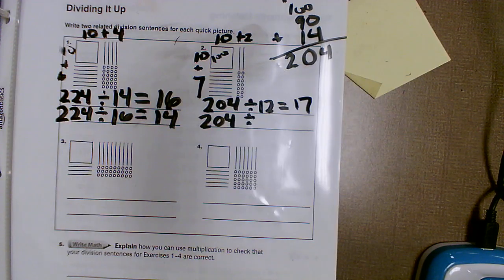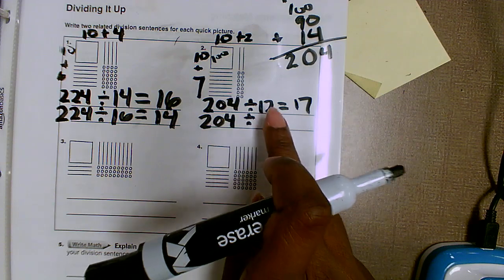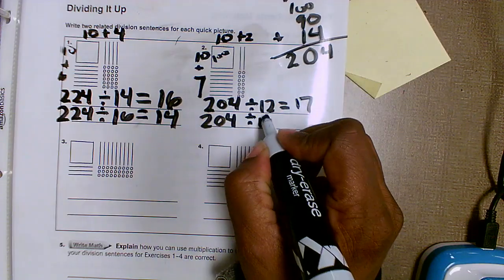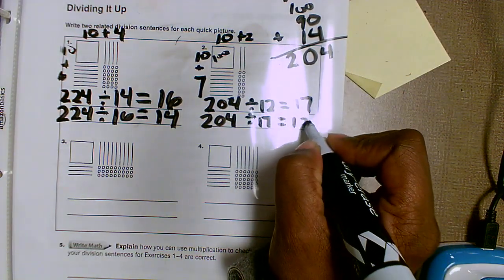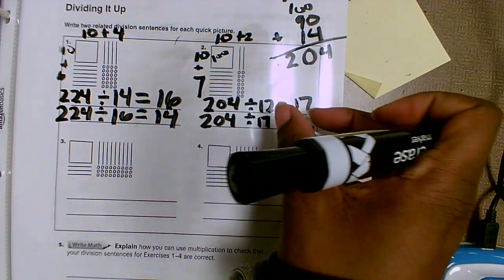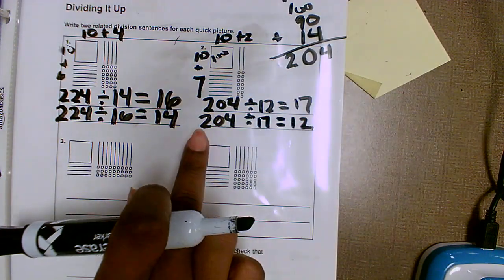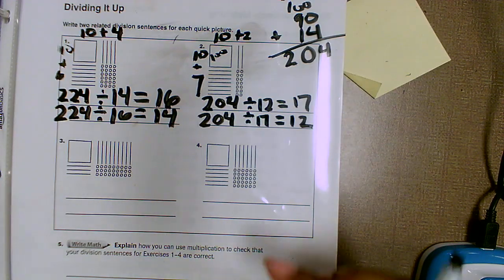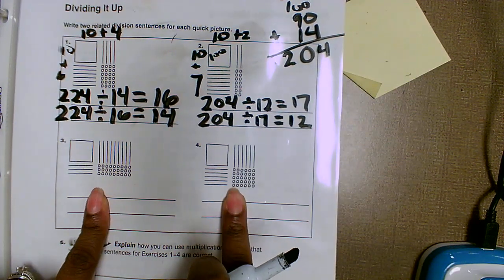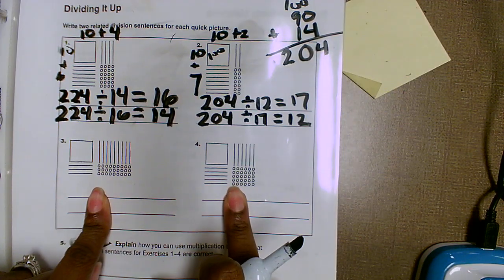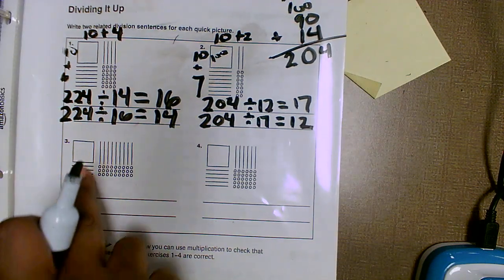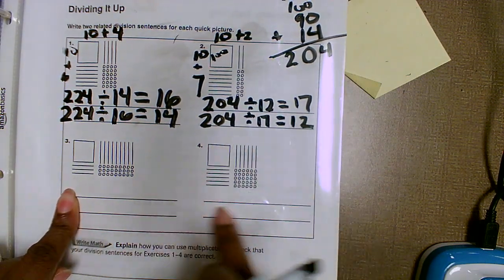So from here, I know that 204 divided by 12 is 17. If that's the case, then 204 divided by 17 equals 12, because both of these numbers are interchangeable. We do not change the total. The total remains the same. At this time, you are going to now complete these two problems by yourself. I am going to give you the total for the first one. I am not going to give you the total for the second one. You need to figure that out on your own.